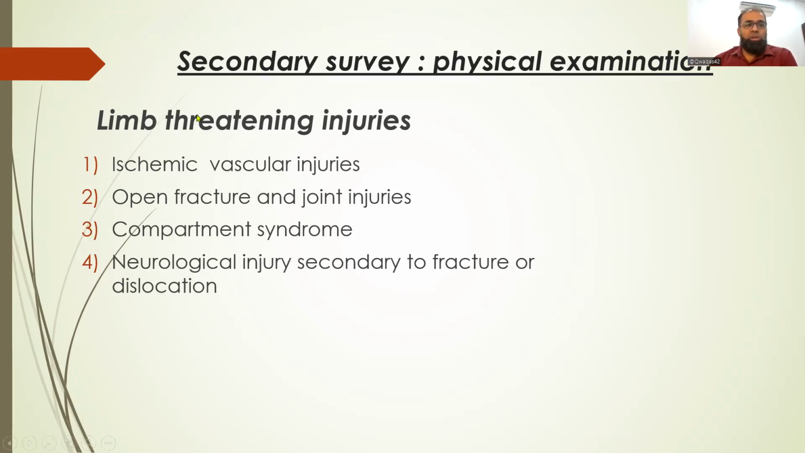So, limb-threatening injuries: ischemic vascular injury that can threaten the limb. If you have an open fracture or a joint injury, then that limb can be damaged. And you have to see that the patient is not having compartment syndrome, or there was a dislocation or fracture and the nerve got injured. So you have to look for that too.